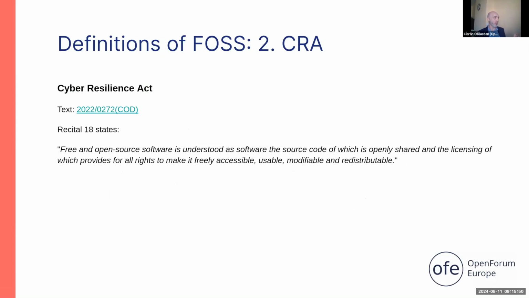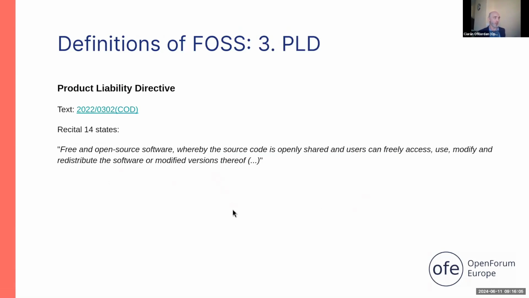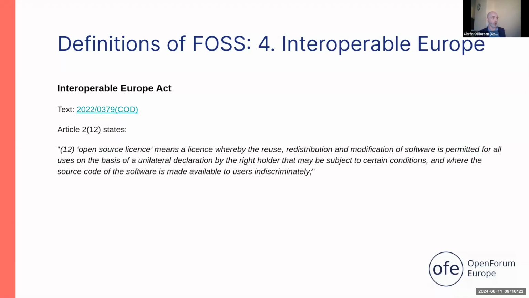A second text, then, the Cyber Resilience Act, also contains a definition, and they use the more well-known 4 freedoms definition for what is free and open source software. Then we have our topic of today, the Product Liability Directive. And here, once again, we can see the 4 freedoms are there: the freedom to access, use, modify, and then redistribute, modified or unmodified. So once again, the definitions are staying close to what we expect. And then we also have the Interoperable Europe Act, and the wording here, once again, has the freedom to use, to study, to share, and to modify.